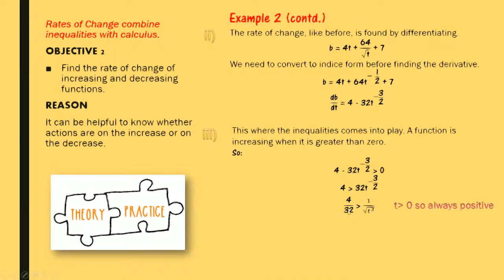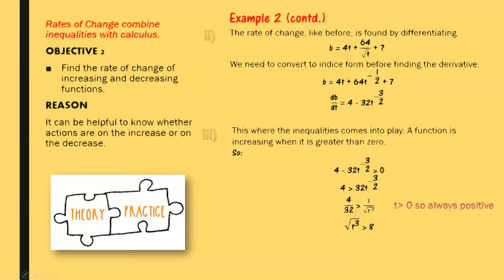Well, we know 4 is positive, we know 32 is positive, we don't really know about t, and if t was negative this might change the direction of the inequality, but t was told to be greater than naught, so this is always positive, and when I multiply across it's not going to change the direction of my inequality. So I'll do 4 times square root of t cubed is greater than 32, and then I'll divide across by the 4 to give me the square root of t cubed is greater than 8, which is 32 divided by 4.